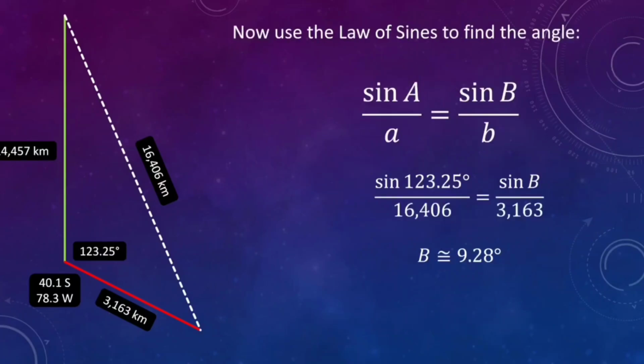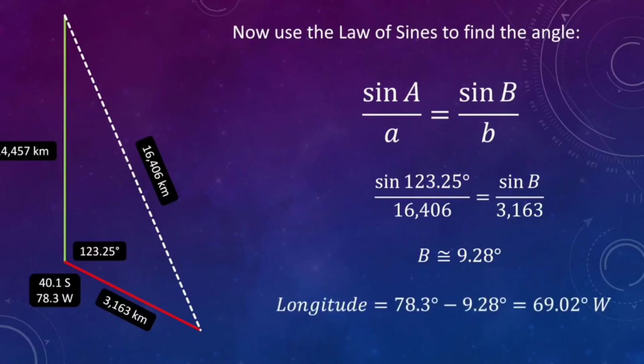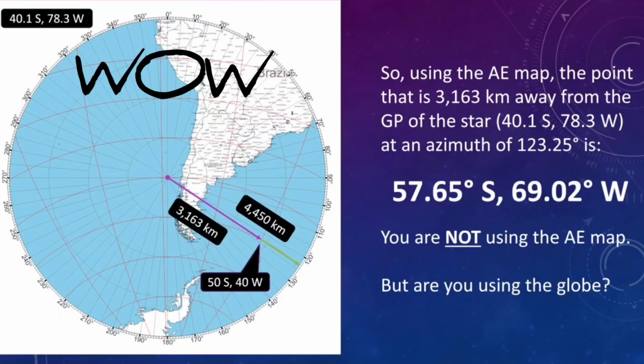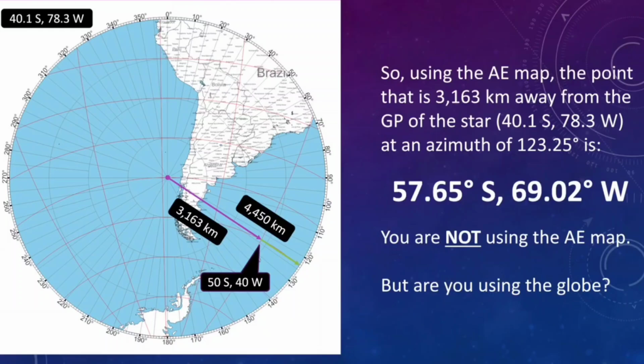So just like we did before, we apply the law of sines to work out the change in longitude from the GP, and that works out to be 9.28 degrees. So the longitude of our point turns out to be 69.02 degrees west. So using the AE map, the point that is 3,163 kilometers away from the GP of the star at an azimuth of 123.25 is 57.65 degrees south, 69.02 degrees west. That is not what we were expecting. We were expecting 50 degrees south, 40 degrees west. This is not using the AE map.